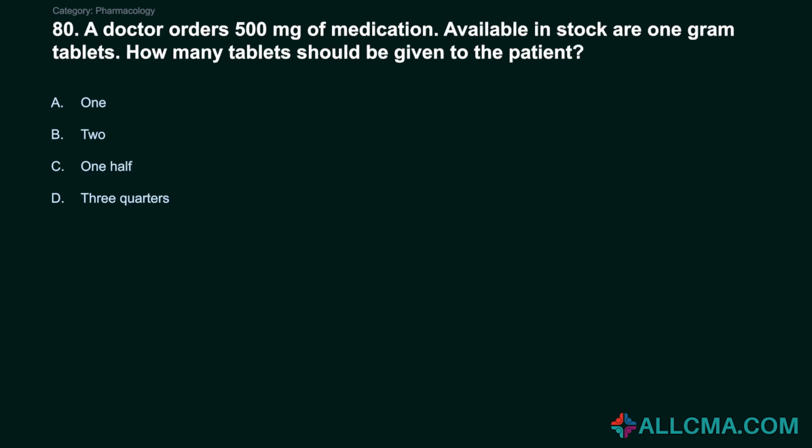80. A doctor orders 500 mg of medication. Available in stock are 1 gram tablets. How many tablets should be given to the patient? A. 1. B. 2. C. 1/2. D. 3/4. Correct answer, C.